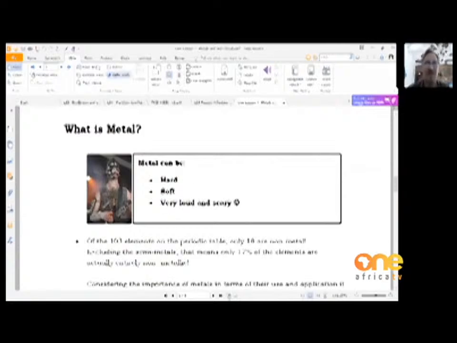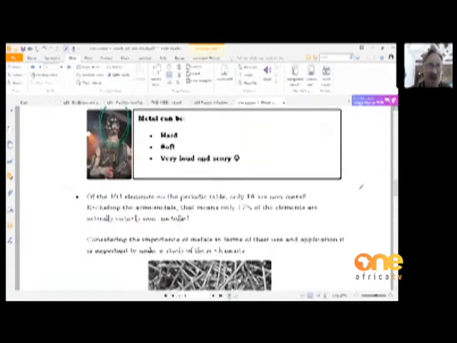Metal can also be very loud and scary, especially if you're looking at characters like this. My heavens, he looks very loud and scary to me.